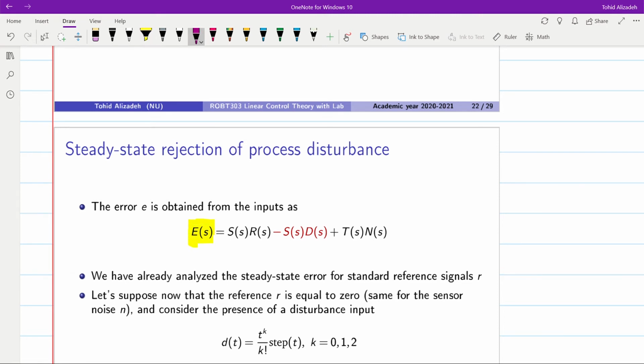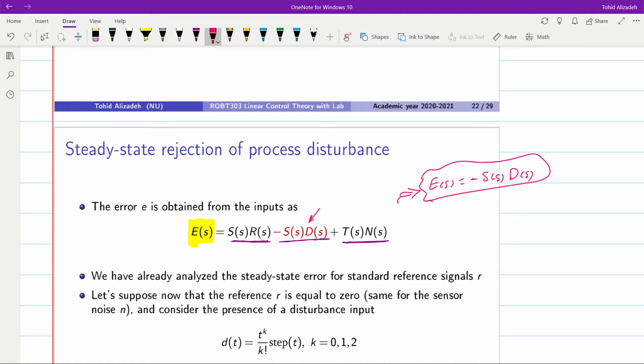As you can see it here, it is equal to S of S times R of S minus S of S times D of S plus T of S times N of S, where N is the noise, D is the disturbance, and R is the reference signal. For the current topic, we are going to consider only the effect of D. Therefore, we will have E of S equal to minus S of S times D of S. So this will show the effect of the disturbance on the error term.